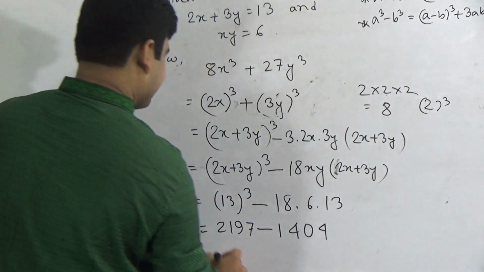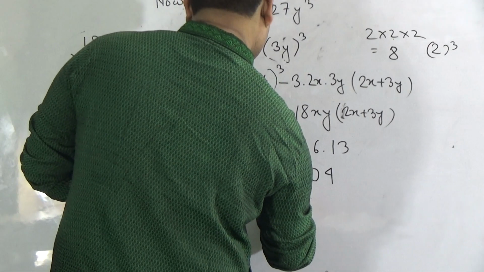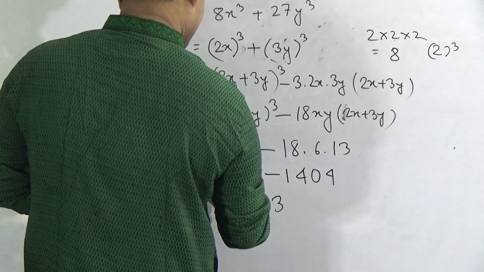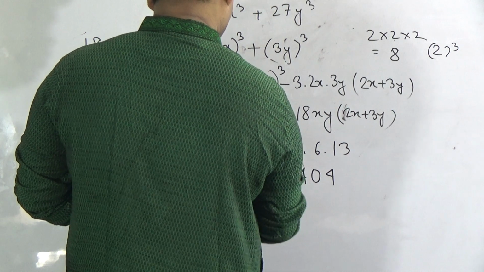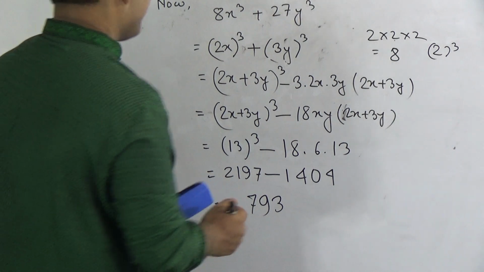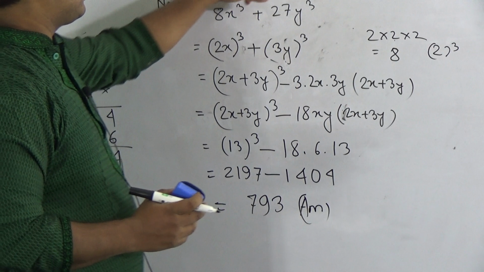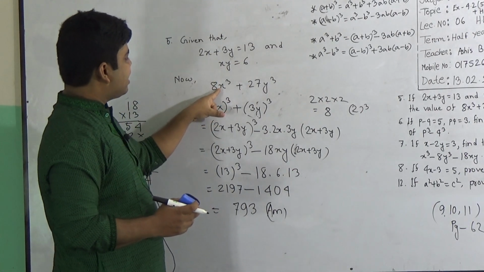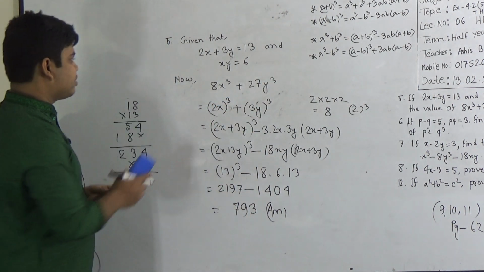Now dear students, we do the subtraction. 4 from 7, it will be 3. 0 from 9, it will be 9. 4 from 11, it will be 7, carrying one. That one is added with this one, it will be 2. 2 minus 2 means 0. The answer is 793. This is the answer when we use 2x plus 3y equals 13 and xy equals 6 in the expression 8x cube plus 27y cube. I hope you have understood this question.